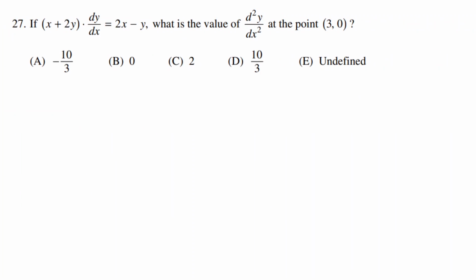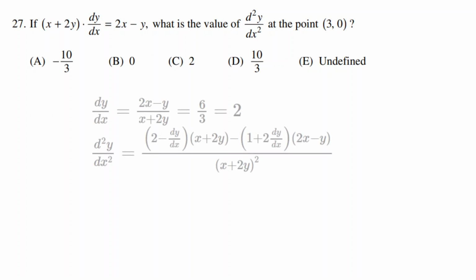A. In 27, we isolate dy over dx and derive it to get the second derivative. Make sure to add dy over dx when you derive a second time. Then we can plug in 3/0 to dy over dx and plug it into the second derivative. We get -10 over 3, which is A.